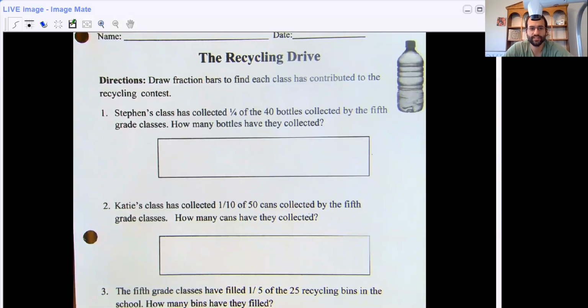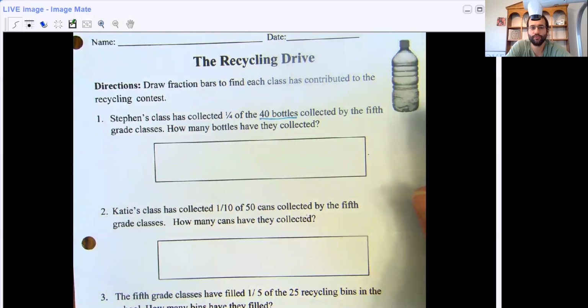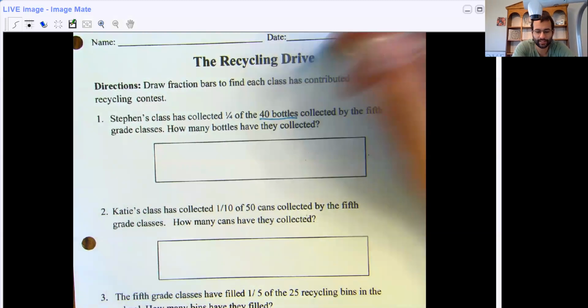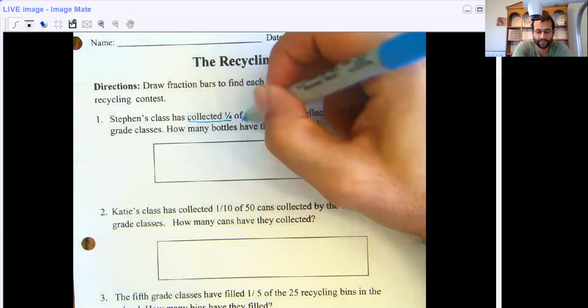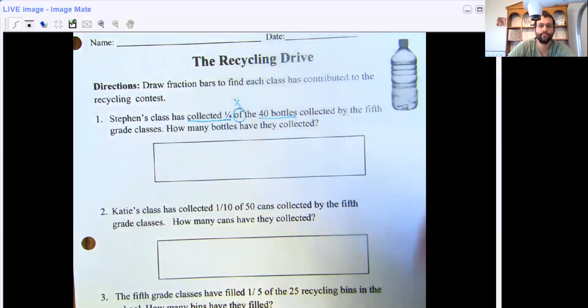All right, it says Stephen's class has collected 1/4 of the 40 water bottles collected by the 5th grade classes. How many bottles have they collected? So important things that we are seeing here. We know that the total 5th grade classes collected 40 bottles. So 40 bottles total in the 5th grade. We know Stephen's class collected 1/4 of them. And this word right here is important. Of is a multiplication statement.